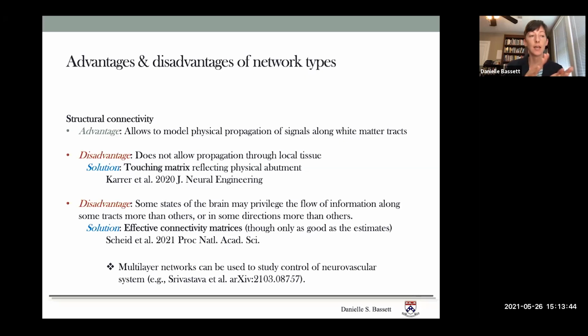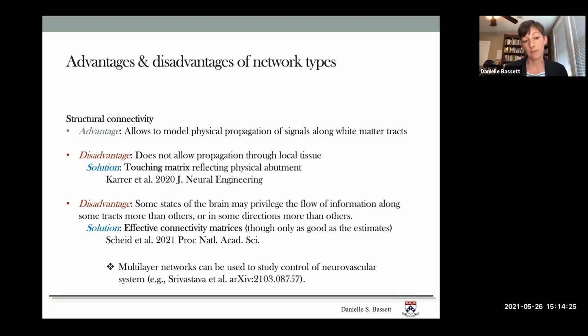That's its advantage. It does have a disadvantage in that it does not allow the propagation through local tissue. So if two regions are physically abutting one another, but don't have a strong white matter track between them, then the structural connectivity would say that nothing could flow between them. But in fact, we know that there can be chemical changes and electrical field changes that would allow propagation through the gray matter tissue that doesn't have to go through white matter. So a solution to that disadvantage is to use what's called a touching matrix in addition to the structural connectivity. And that would allow signals to flow not just along white matter tracks, but also through physically abutting tissues.